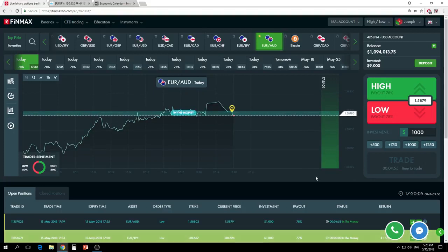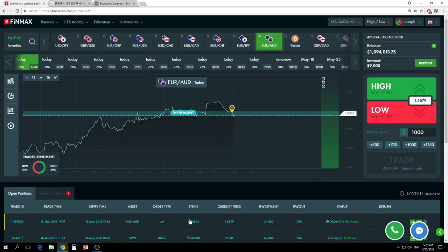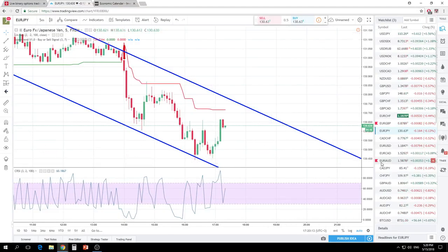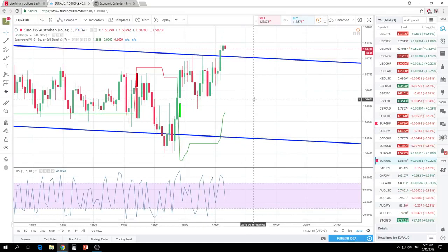So our first trade on Euro JPY brought profits for us. My congratulations, and we have opened a new trade on Euro Australian dollar. It is at the moment in the money. Let's see what is happening on the chart. We are having a red candle here.